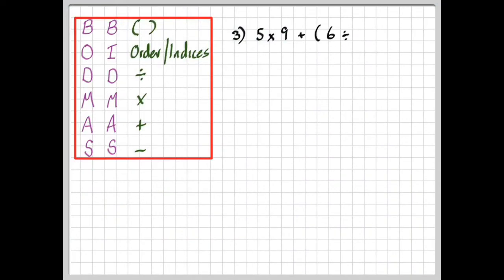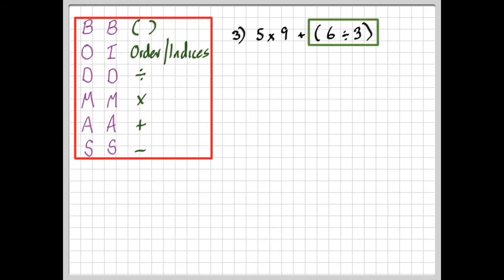Now let's try something a little bit harder. Now we've got 5 times 9 plus, and then we have a bracket, and inside the bracket we have 6 divided by 3. Okay, well, let's go to BODMAS or BIDMAS. What does it tell me to do first? It tells me to do what's in the bracket.